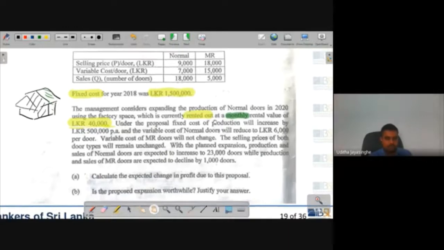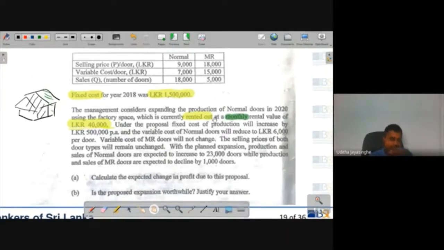So all these simple questions, you can take it as a fixed cost is constant, but the moment you're looking at an expansion, it is going to go for an expansion of the fixed cost also. So earlier, what was the fixed cost? It was 1.5 million. Now it's going to be 2 million. Add another 500,000 here, it is going to be 2 million. Moving on. And the variable cost of normal doors will reduce to 6,000. Reduce to. Now these words are very important. It's a very nice question, I would say. You have to be very careful. Reduce to 6,000.